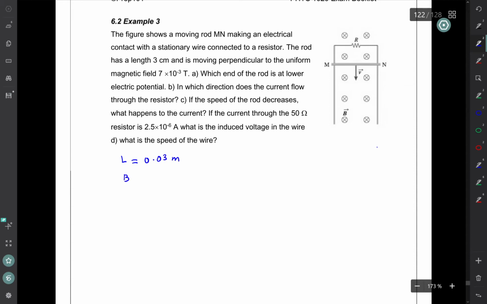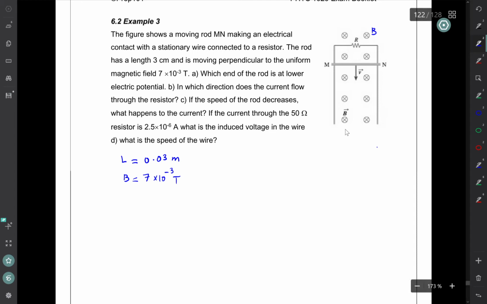This whole system is inside a magnetic field that is pointing into the page. You guys can see that. The magnitude of the magnetic field is 7 times 10 to the power of minus 3 Tesla. By moving the rod down, which end of the rod is at a lower potential and which end is at a higher potential? That is part A. And part B, in which direction does the current flow? They actually mean, in which direction does the induced current flow through the resistor?